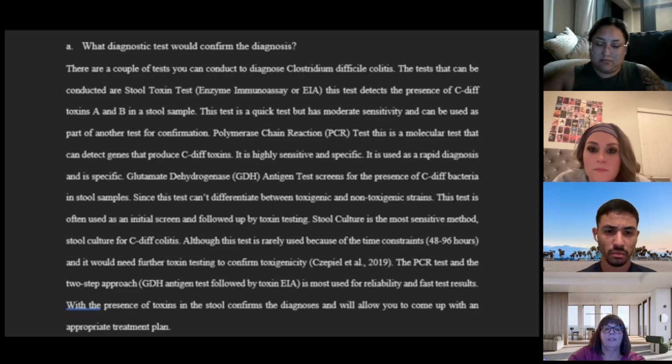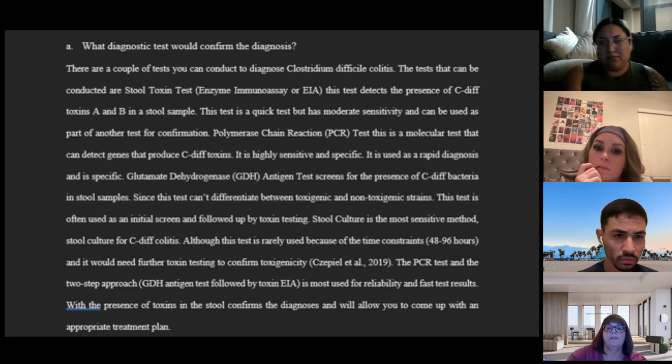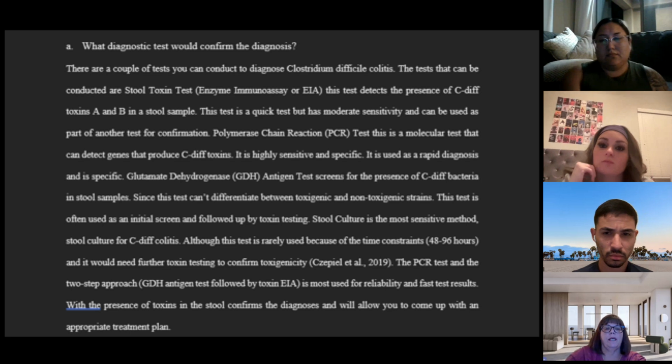The polymerase chain reaction, or PCR, test is a molecular test that can detect genes that produce C. diff toxins. It is highly sensitive and specific, and it is used as a rapid diagnosis.